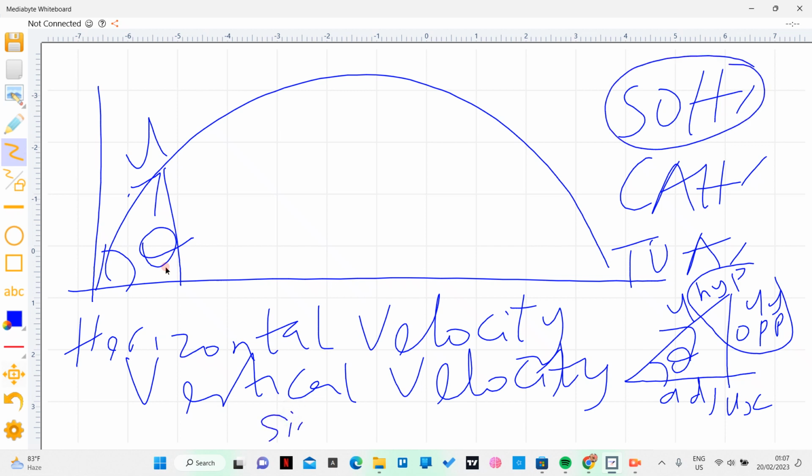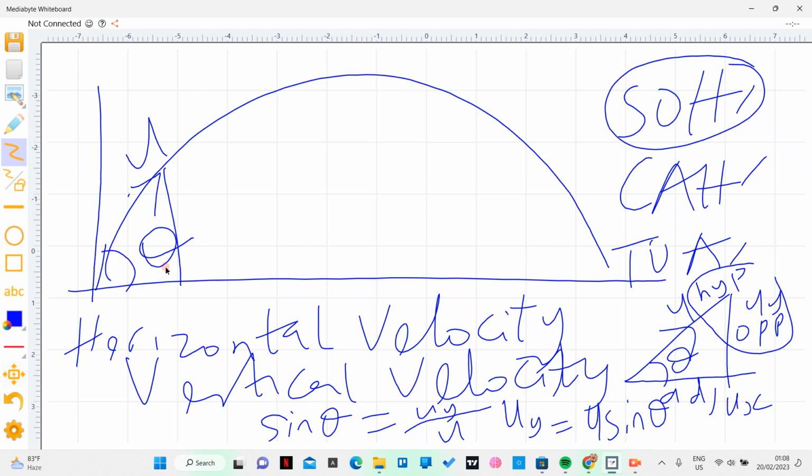That's your SOH. So you have sine theta equals opposite over hypotenuse. Your opposite is uy, your hypotenuse is u. So making uy the subject of the formula, you have uy equal to u sine theta. Now I always tend not to waste too much time on this. You should definitely know that your ux will be the adjacent, the counterpart of your uy.